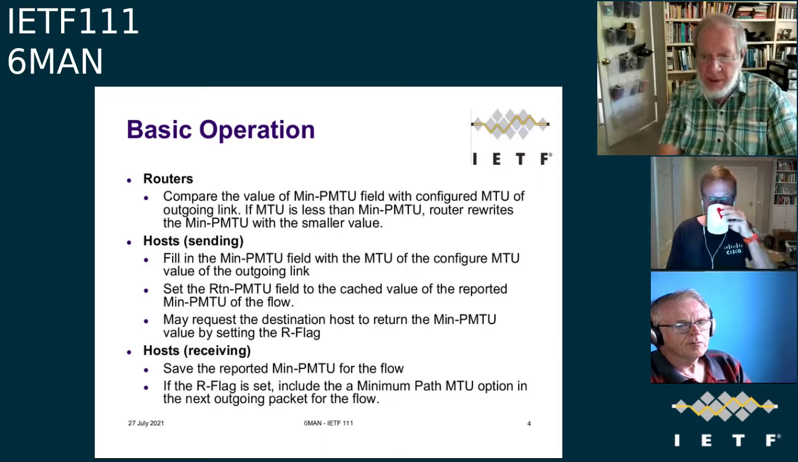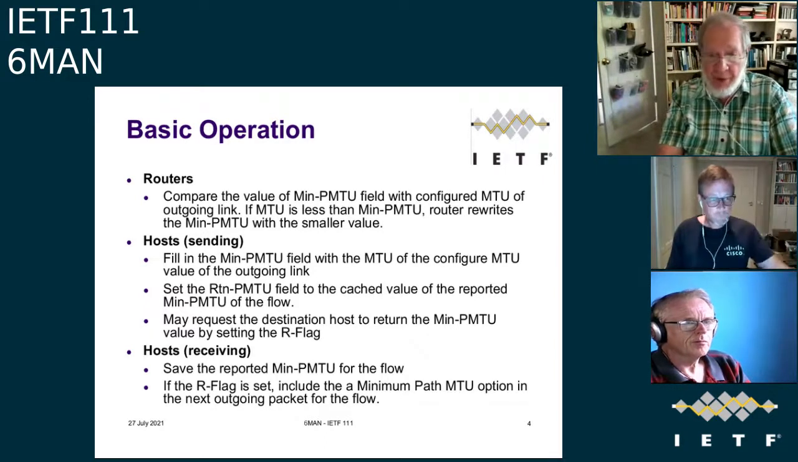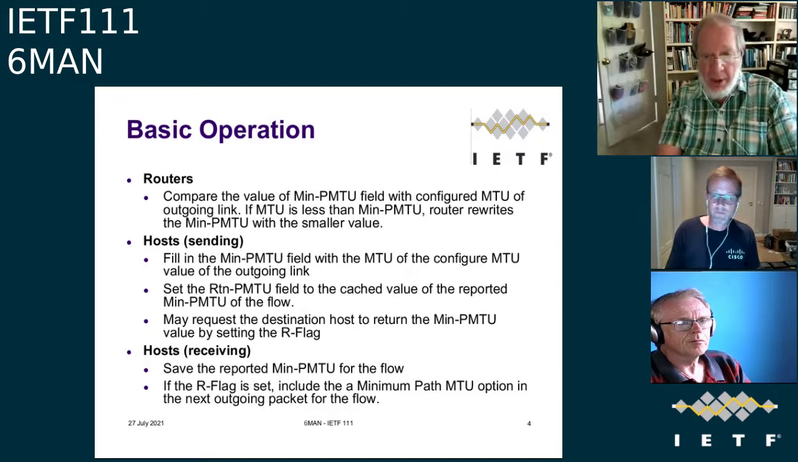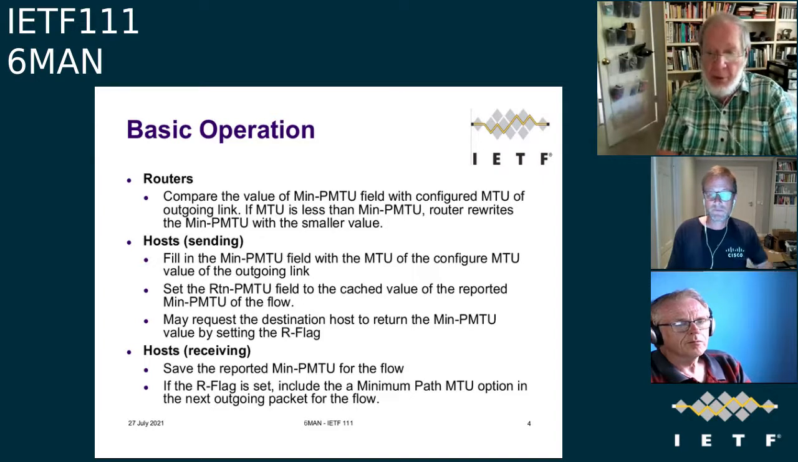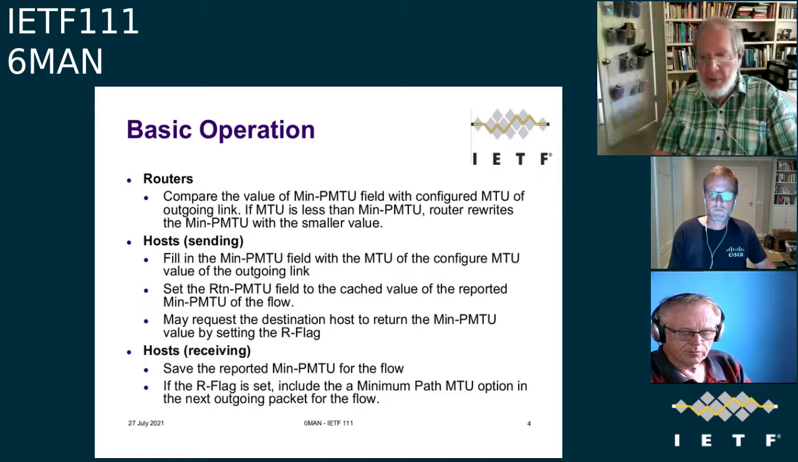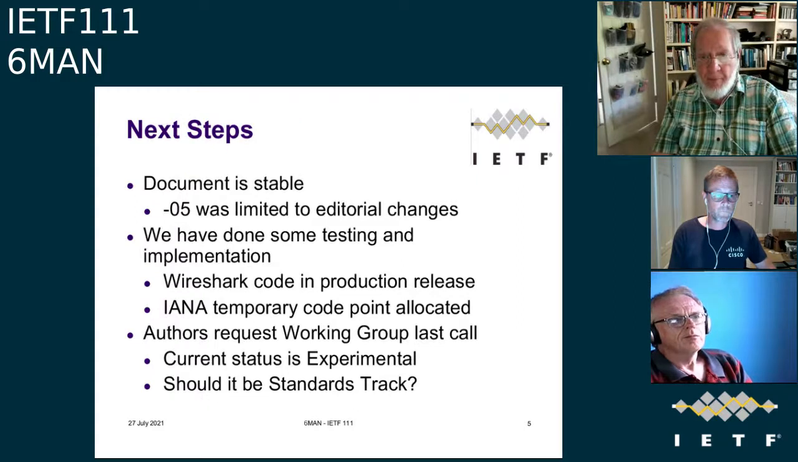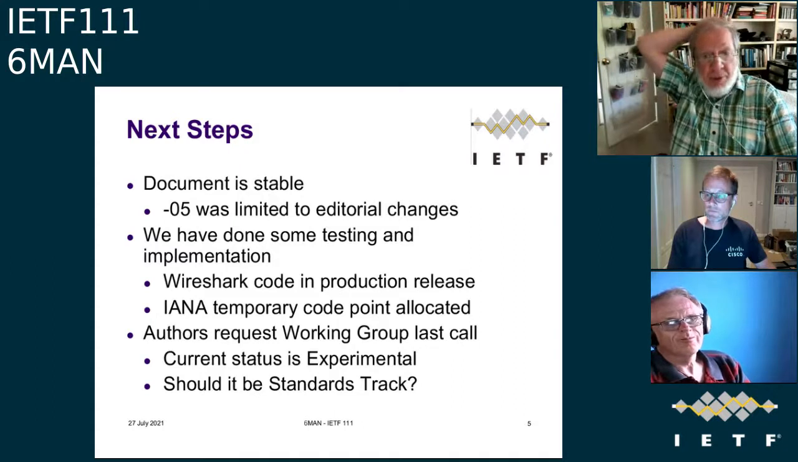And you may also request that the destination host return the minimum path MTU by setting the R flag. A host receiving this saves the minimum path MTU for the flow, and if the R flag is set, includes the minimum path MTU in the next outgoing packet for the flow. And so that's the basic operation. The draft goes into a lot of detail about considerations for doing this, when to do it, and which packets to put it in, but this is basically what this does. So it's going to be a short presentation.